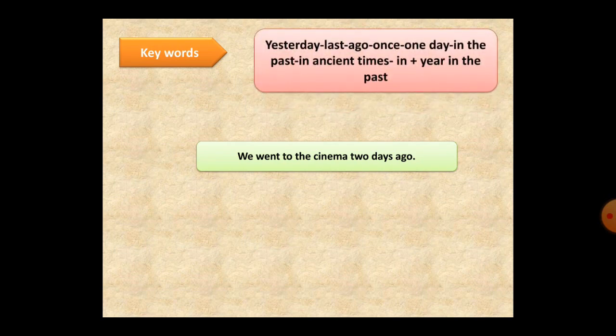Yeah, our keywords, the signal words: yesterday, last anything, last week, last year and so on. Ago, with a period of time before it, a period of time followed by ago. You can tell me that I visited Cairo 2 weeks ago, a specific period. Once, meaning one day, in the past, in ancient times, and followed by a year in the past and so on. Yeah, the usage.